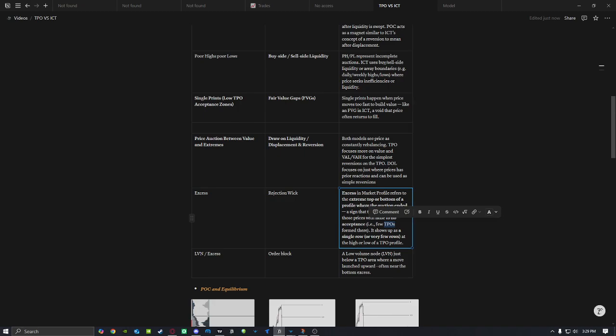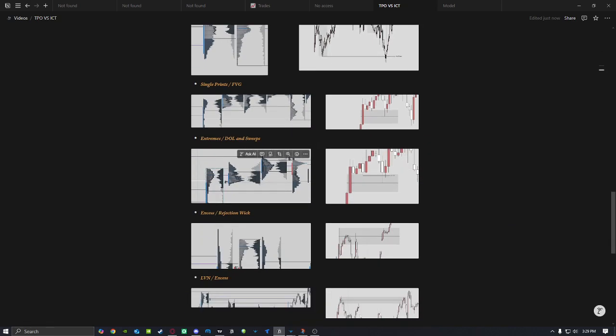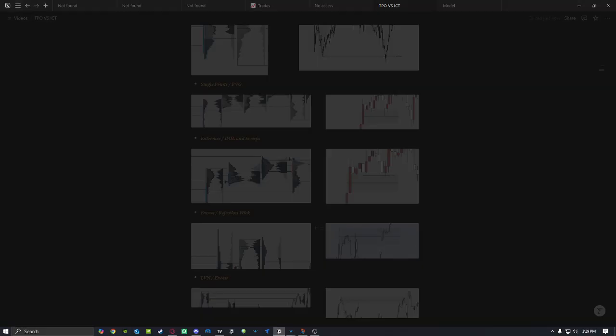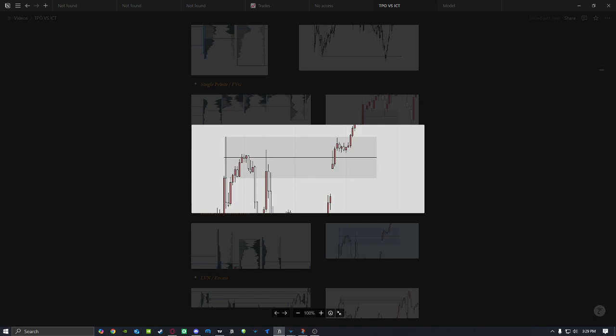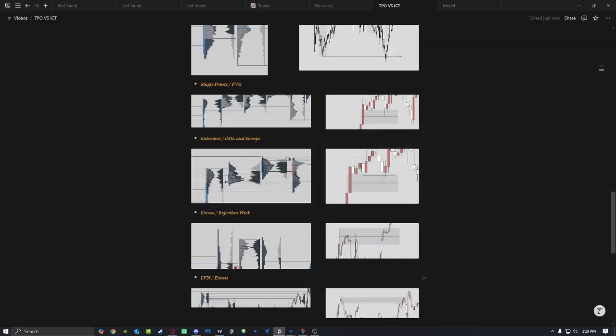So this can also be a rejection wick too. This is an example I found. I haven't really found a lot of rejection wicks being respected in current price action. I have found some, but not ones that correlate with the excess. So they might be more lower time frame ones. You can go on lower time frame TPOs, but they might not be as good. They can be good in certain ways, but I won't be going over that.